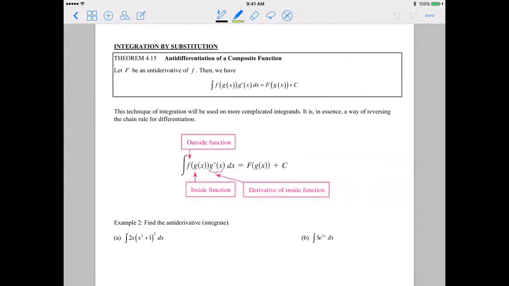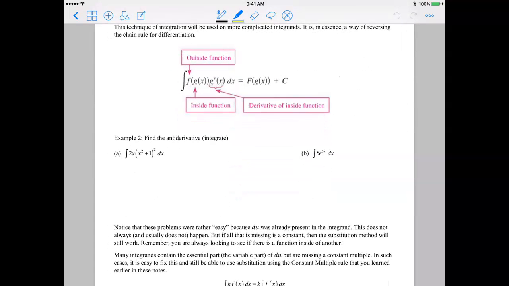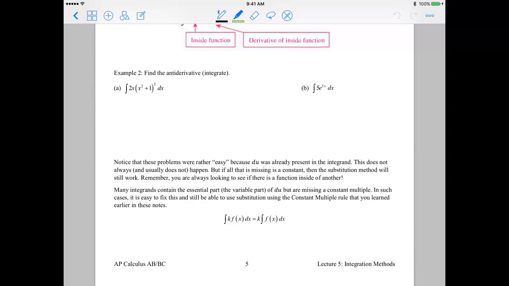Okay, the next thing we want to talk about is integration by substitution. We'll talk about this more in future lectures as well, but the idea behind integration by substitution is to undo the chain rule. So it's in essence a way of reversing the chain rule for taking derivatives. Okay, so example 2, we want to find the antiderivative, which basically means to find the integral.